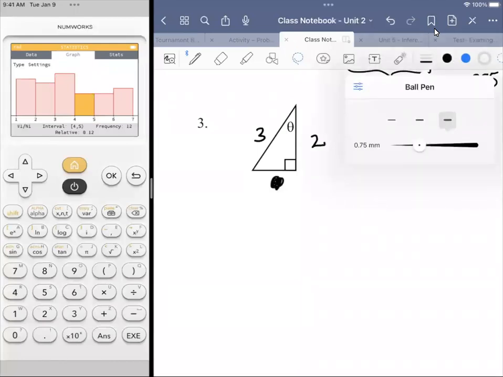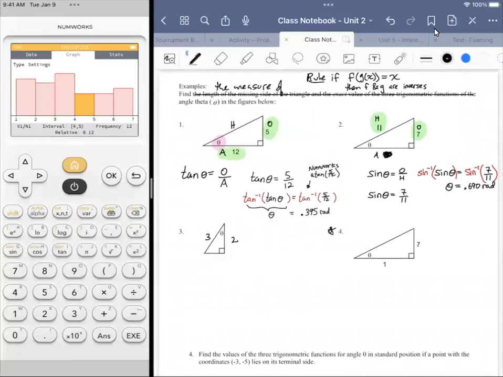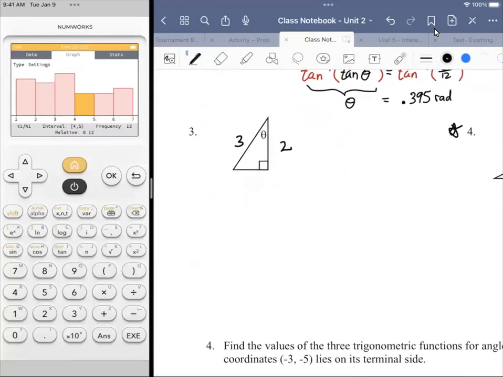Now I feel the need to be really particular. All right. So looking at number 3 on page 9, the directions, if you remember, I changed them. It was find the measure of angle theta in the figures below. And the way I mentioned that we would do this is by using inverses. But before you can do that, you have to identify which trig function is most appropriate.